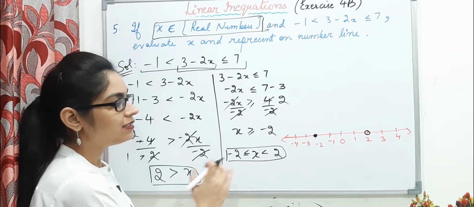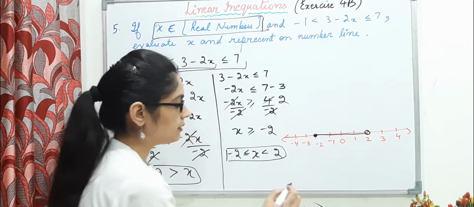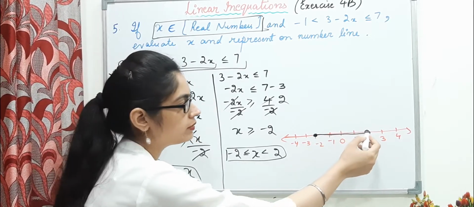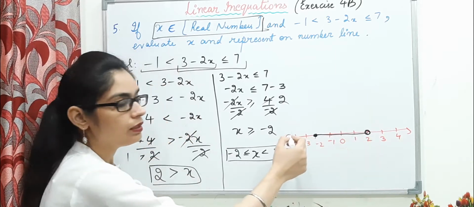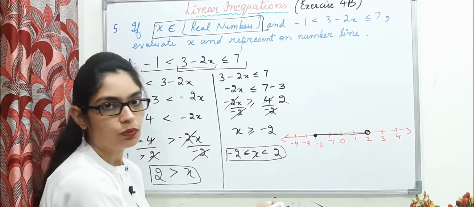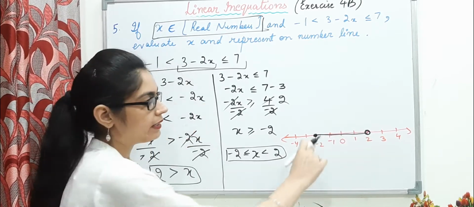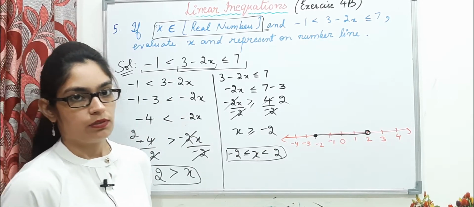Now x lies between these two, so we can join these. Because x is greater than minus 2, for greater we have to go towards the positive side, and if you want to draw here, from here you should go towards the left side because it is less than 2. So basically all the values of x are lying between these two, so that is why we are joining these two. Let's do the next question.